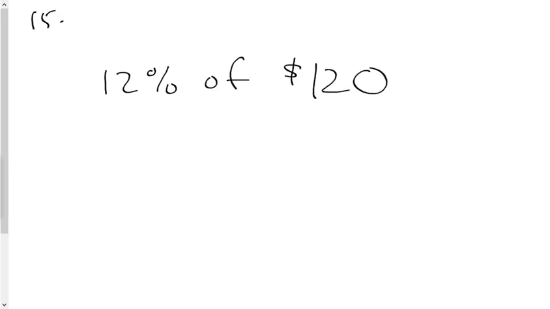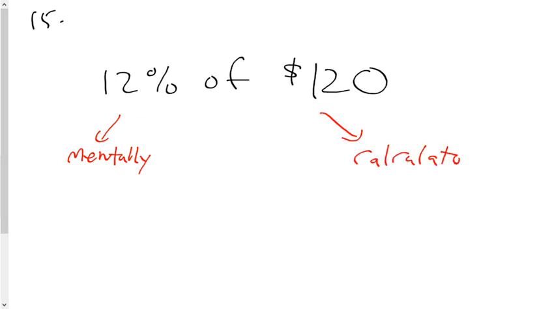Question 15 is a grade 5, 6, and 7 question. Two ways you can do it. You can do it mentally, or you can do it with a calculation or calculator. If you did it mentally, 10%, you move the decimal one spot. So if the decimal was there, 10% would be $12.